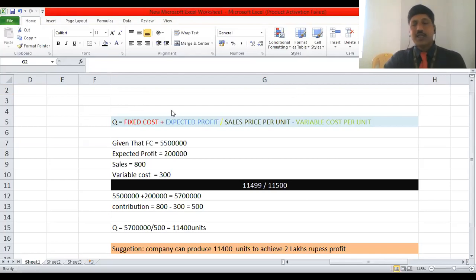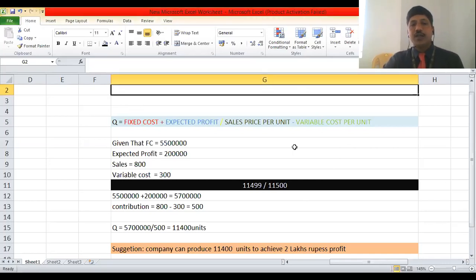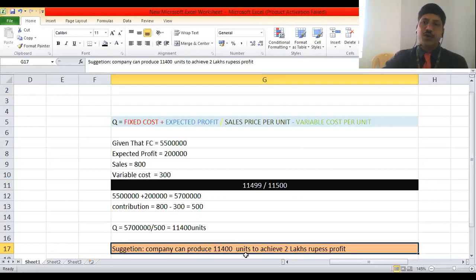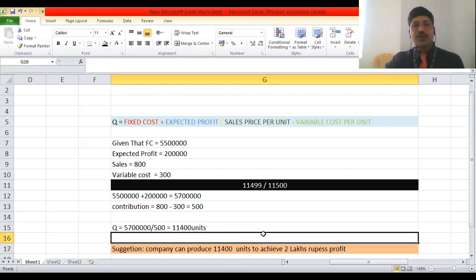Yes, sir, it is just a round up value. It is not a calculated value. Okay, dear students, so this is how we are going to find out the quantity required to produce the desired profit. While you are suggesting, you may give a suggestion like 11,500, or exactly if you want to give exactly, no problem.